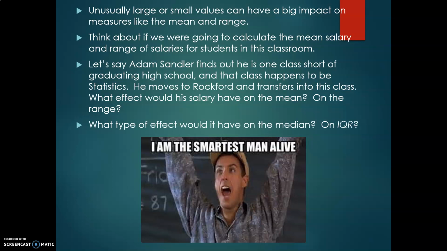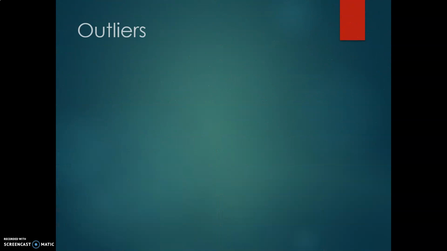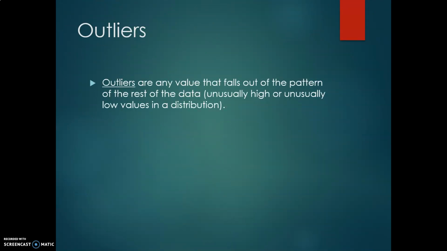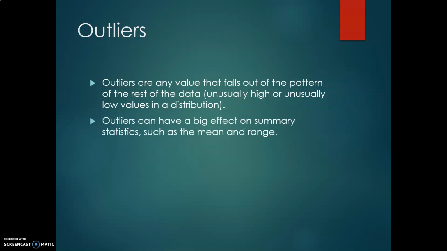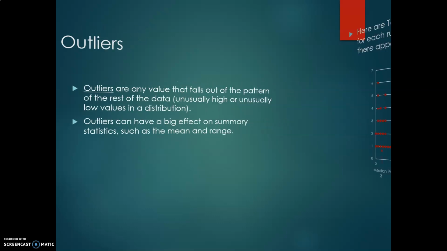Now on the flip side, what happens if we think about our median? It's only going to shift over just a little bit. Our interquartile range isn't affected at all by numbers on the extreme one side or the other. It's only that middle half of the data, so it'll have very little impact. So when we look at outliers, what exactly is it? Well, it's something that falls out of the normal pattern. When you look at your data, numbers that are unusually high or unusually low are considered outliers, because they're going to have a big effect on things like your mean and your range.